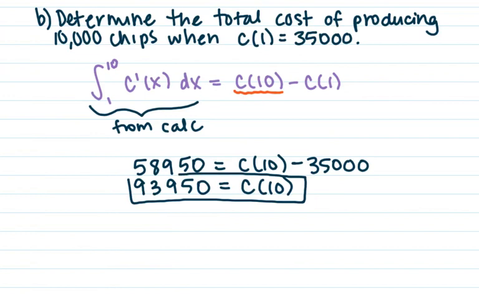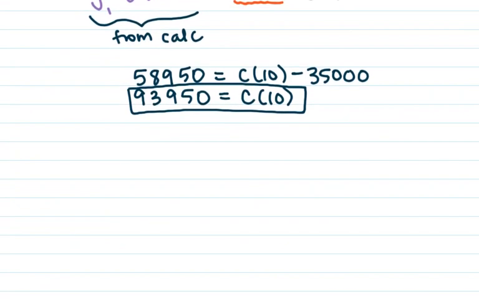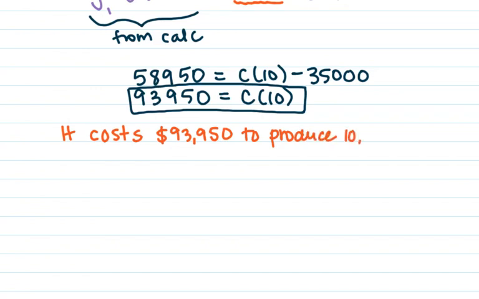Okay, so that's like the numerical answer. Now we're going to write our official statement. So it costs $93,950 to produce 10,000 chips. Alright, so we've got one more to go. I know, the real challenge of this video is all the writing that we're doing. You just had no idea what you were in for, did you?